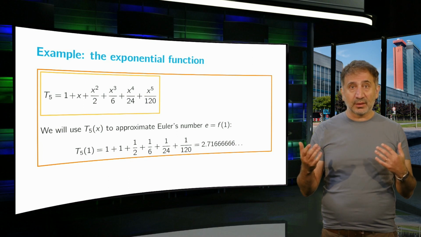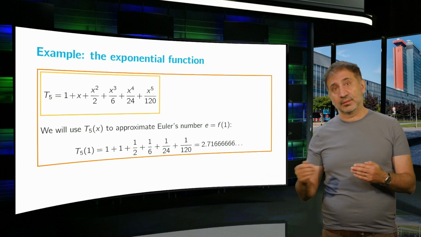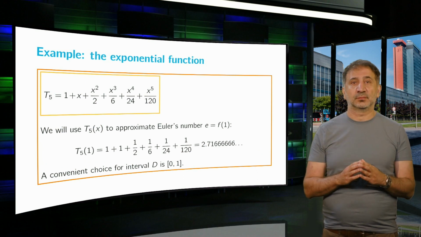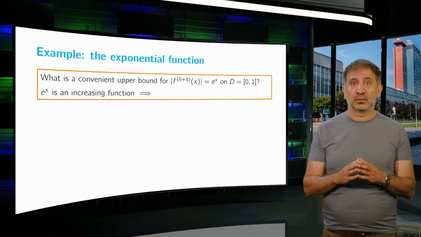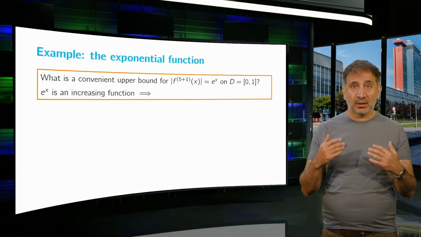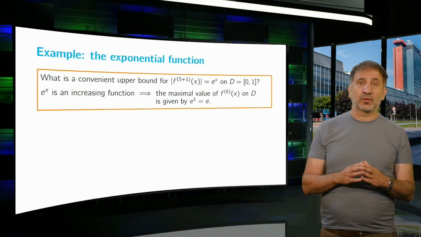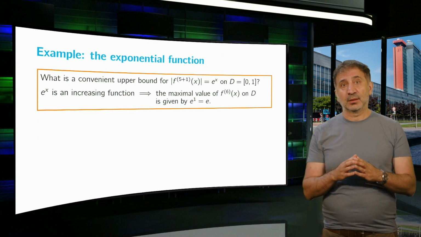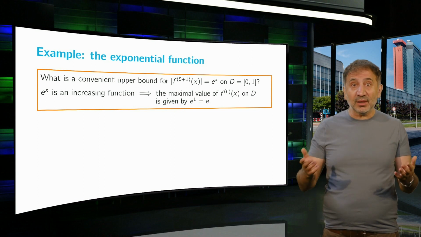To apply Taylor's inequality, we need to choose an interval D that contains the point a is 0 and the point 1. The most economical choice would be the interval from 0 to 1. We also need the number M. For this, we need the absolute value of the sixth derivative of the function f of x, which is equal to e to the x. Since e to the x is an increasing function on the interval D, it achieves its maximum at x is 1, and this is equal to the number e. So we could take as upper bound the number e itself.